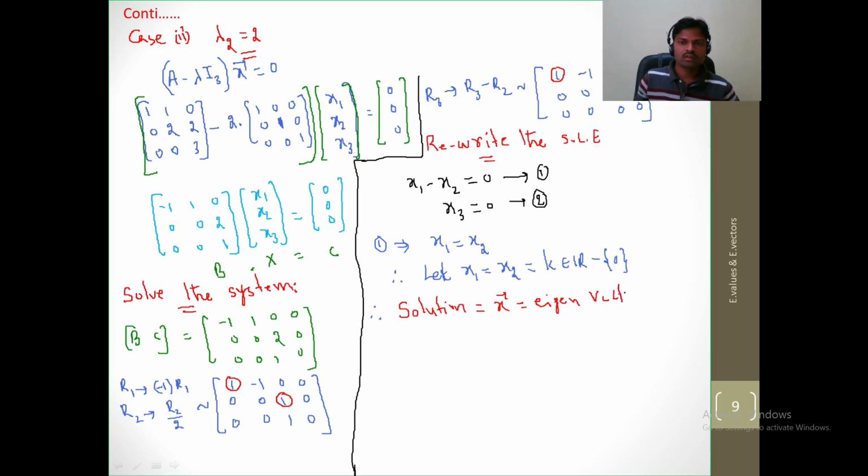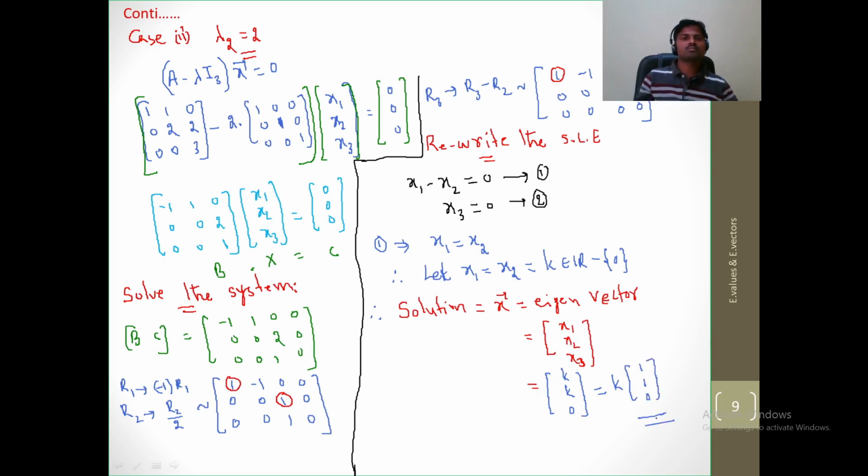The eigenvector, which is nothing but x1, x2, x3. And here, what are x1, x2, x3? x1 and x2 are both k, right? So x1 is k, x2 is k, and x3 is 0. So you take k out: 1, 1, 0. So this is the eigenvector corresponding to the eigenvalue lambda equal to 2.